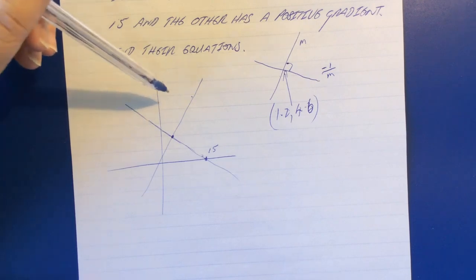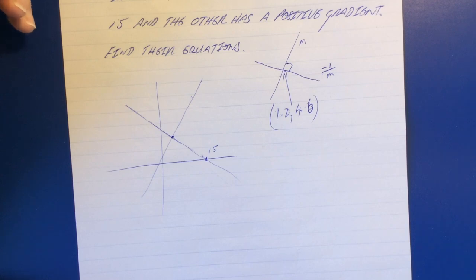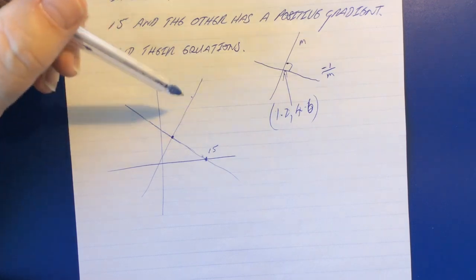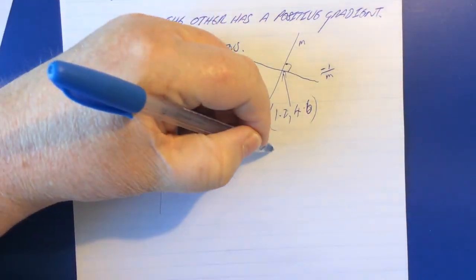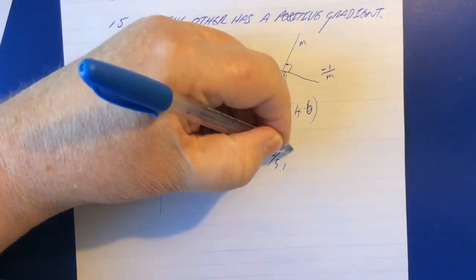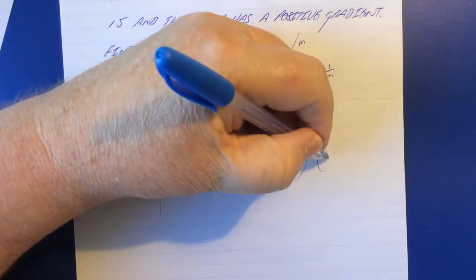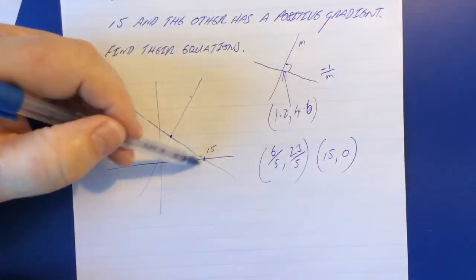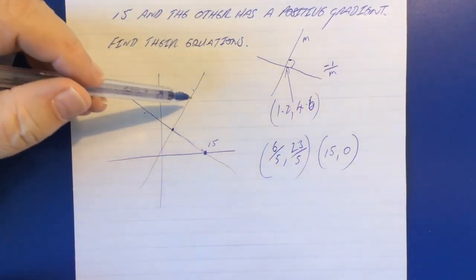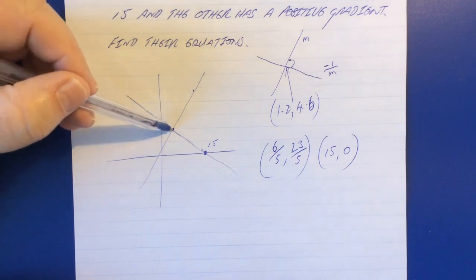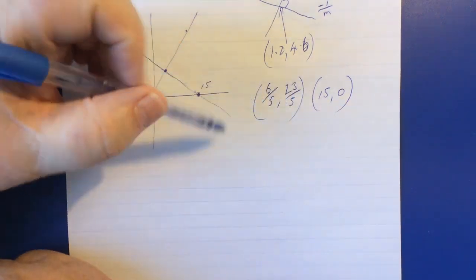Now, the other thing we're going to need is a gradient. And I think we can get that. We have 2 points, which are 6 on 5 and 23 on 5, and the other point is 15, 0, this point here. So we can get the gradient of this equation. If we can get the gradient of this equation, we can get the gradient of the other equation. We know the points they pass through. Okay, so let's find this gradient.